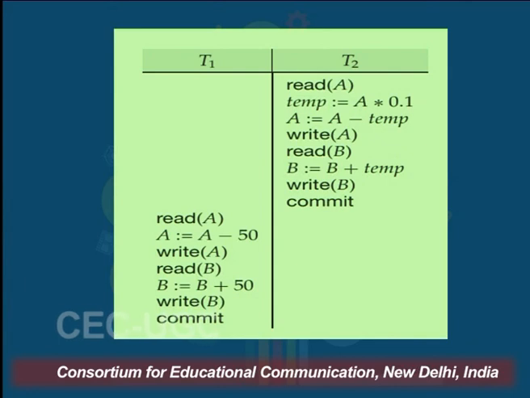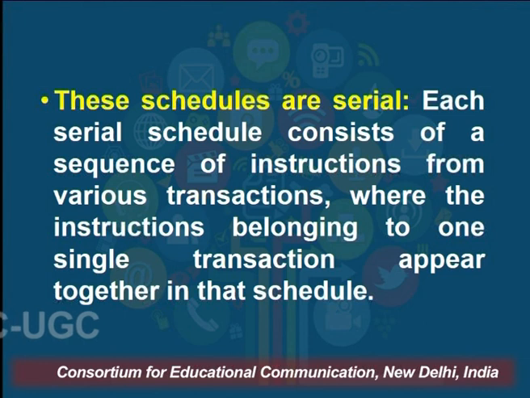It is not like, for example, read A, temp equals 10% of A, A equals A minus temp is executed, and then some steps from transaction T1 are executed, then 3 steps of transaction T2, then whatever is left of T1 is executed. This kind of interleaving is actually not happening here. All the instructions belonging to one particular transaction appear together, and these kinds of schedules are known as serial schedules, in which the instructions belonging to one single transaction appear together in that schedule.